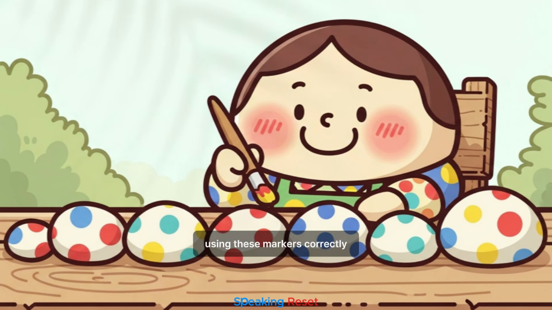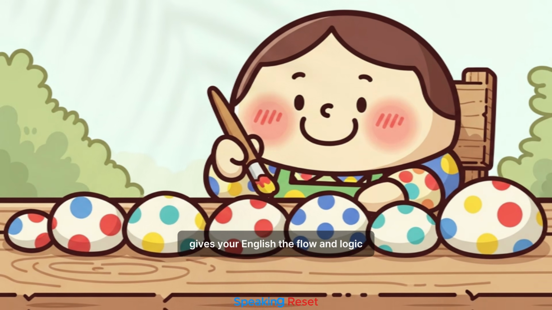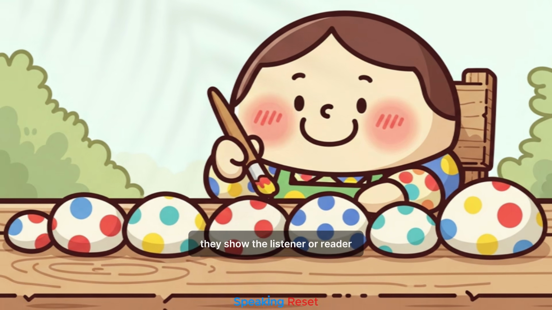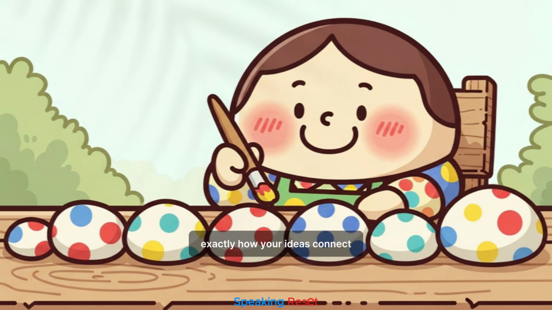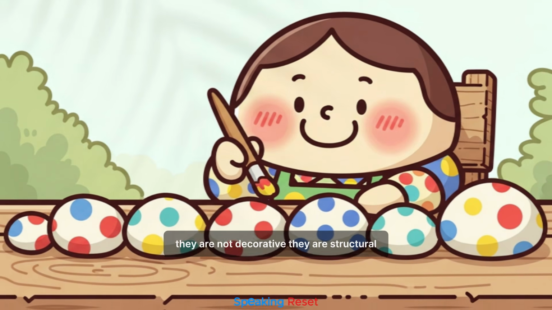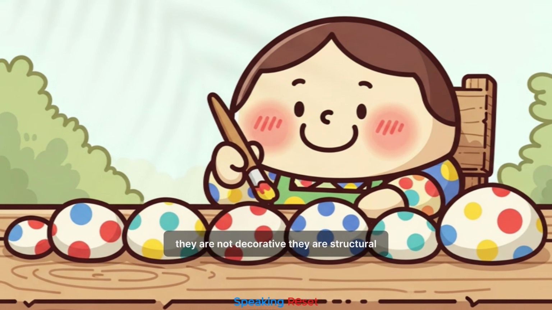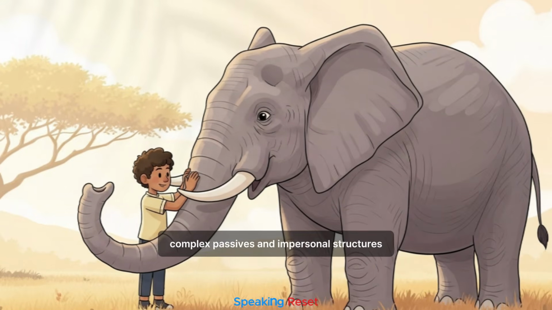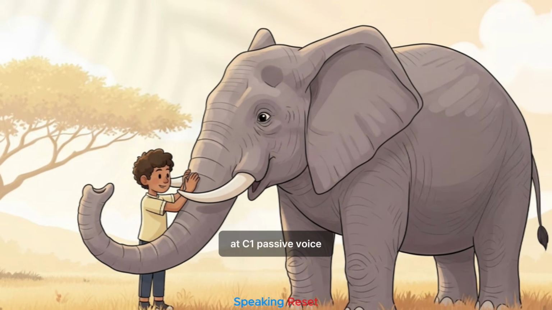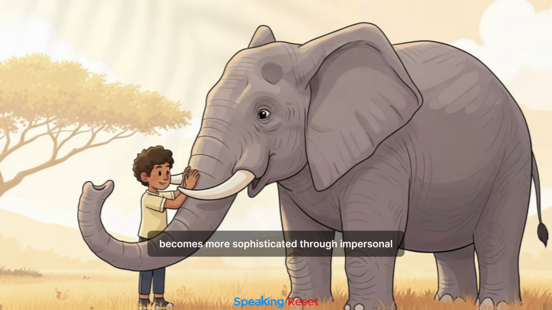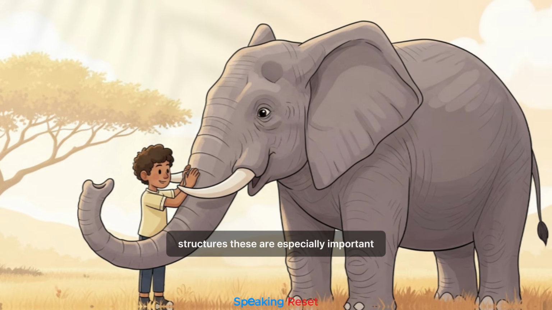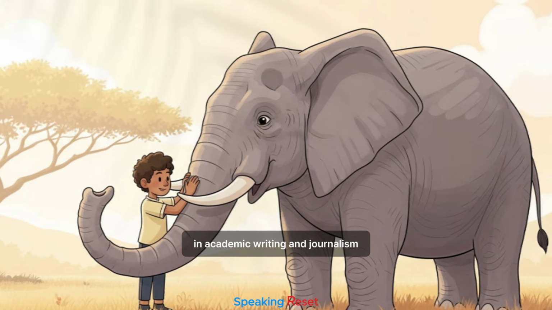Using these markers correctly gives your English the flow and logic of a native writer or speaker. They show the listener or reader exactly how your ideas connect. They are not decorative. They are structural. Complex passives and impersonal structures. At C1, passive voice becomes more sophisticated through impersonal structures. These are especially important in academic writing and journalism.